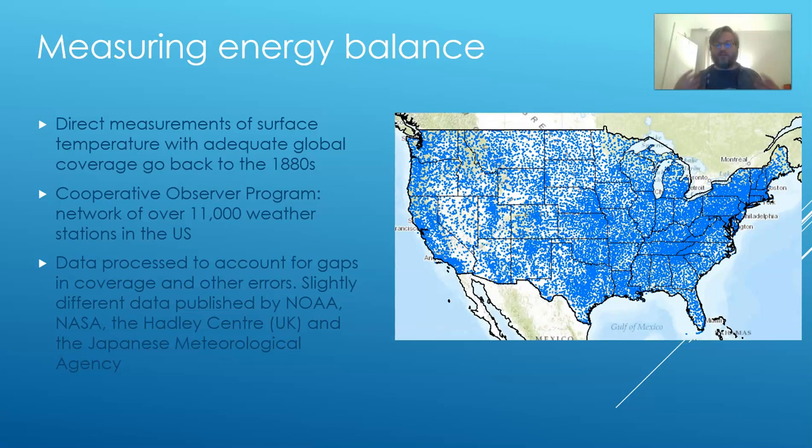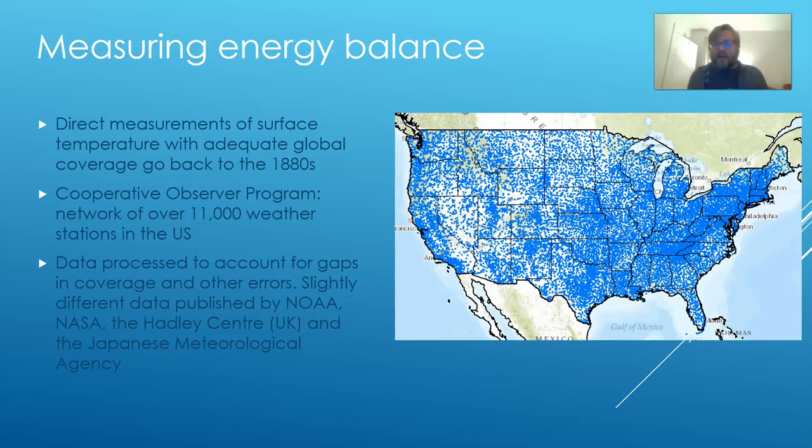And our direct measurements of temperature that are adequate to get pretty reliable averages for our global temperature go back to about the 1880s. So it was at that point that we had enough weather stations around the entire world consistently recording data that we can really reliably say we can calculate what the Earth's average temperature is.